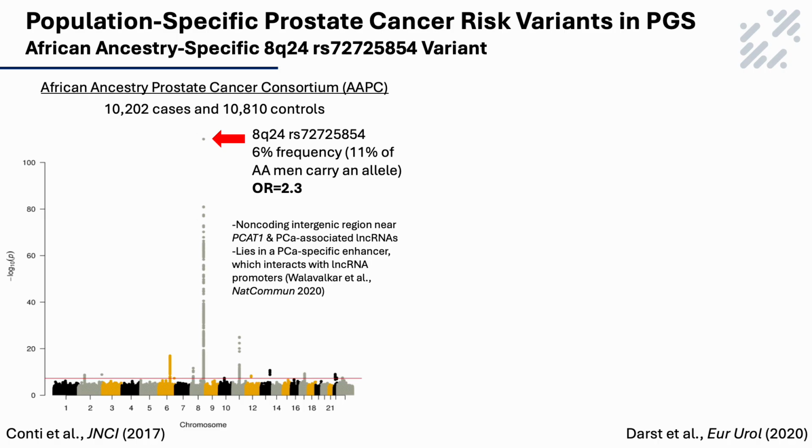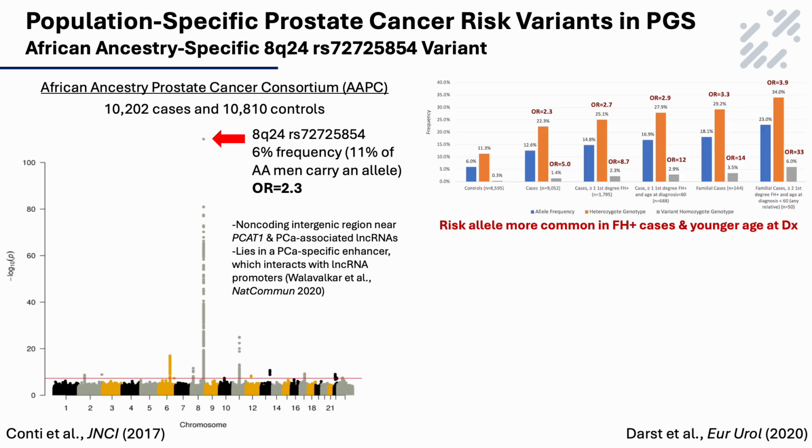This particular variant is in a non-coding intergenic region near PCAT1 and prostate cancer-associated long non-coding RNAs. It lies in a prostate cancer-specific enhancer, which interacts with long non-coding RNA promoters. So even though it is in a non-coding region, it could have some potential biological function that is relevant to prostate cancer risk. So we wanted to further understand this particular variant and its association with prostate cancer risk.